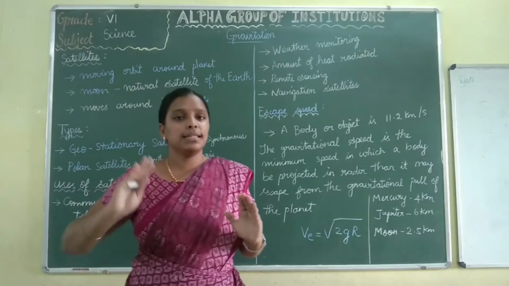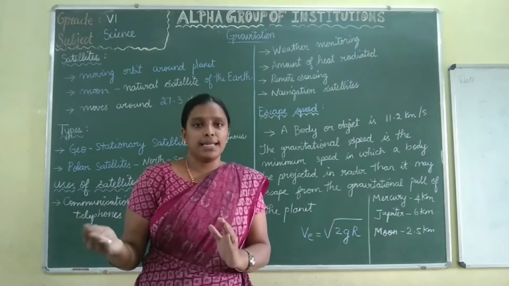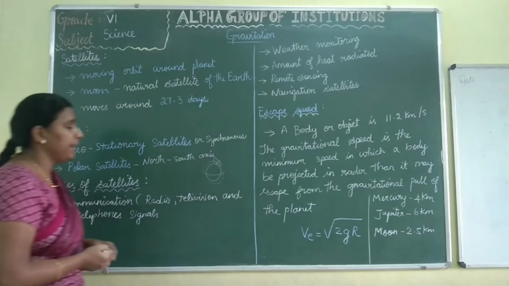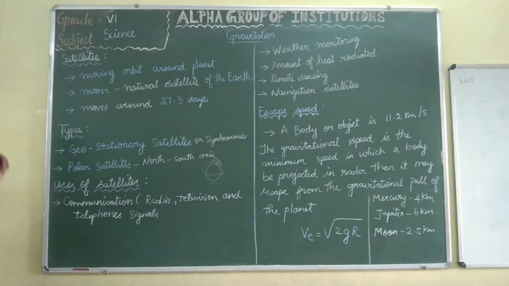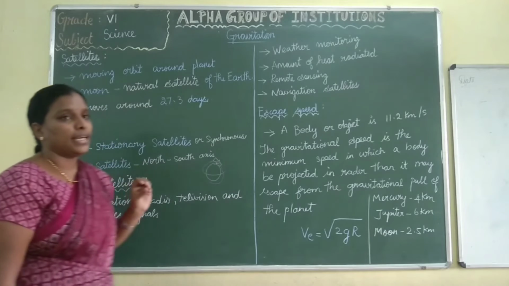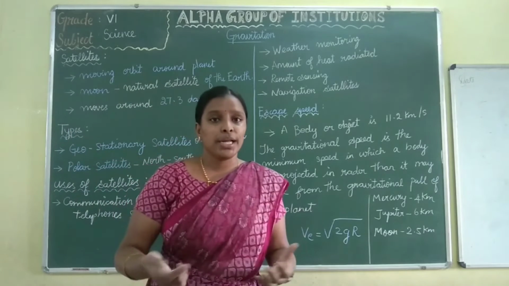Okay, so it takes 27 days to revolve around the Earth. This is the time the satellites take to revolve. So what are the types of satellites? There are two types of satellites. The first is the geostationary satellite. Geostationary satellites are the ones we use for communication.